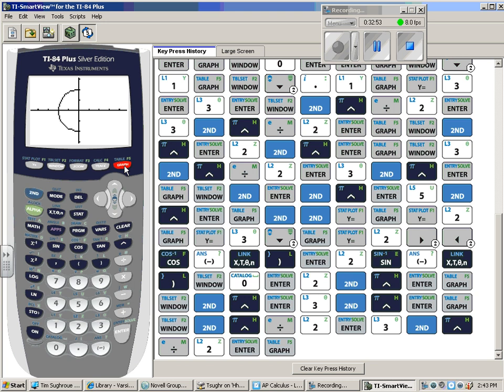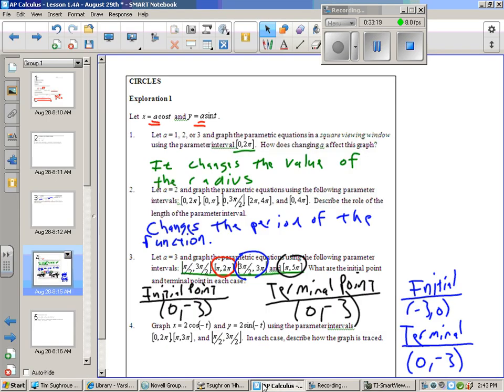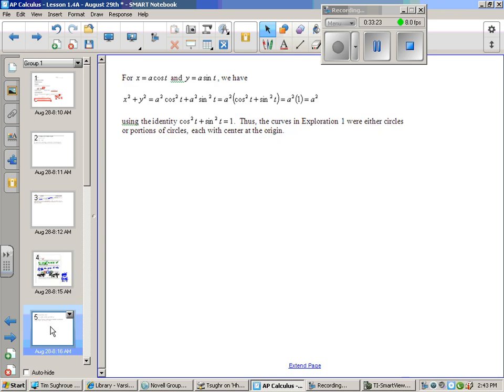And you're going to see more now as we get into some of the examples. But that's a nice little exploration to take you through what the parameter interval does, what the t-step does, and what happens if we change coefficients in front of that sine and cosine. We're actually going to see why it is a circle, and how we can confirm it algebraically as we continue with this lesson. So there's the first page of that exploration. Let's keep going on to the next slide.